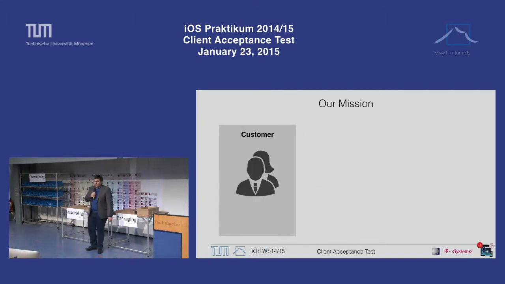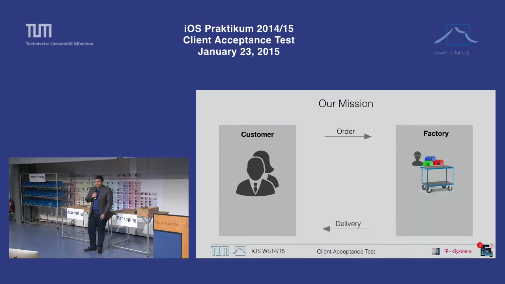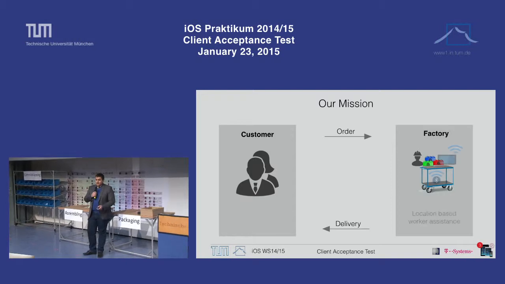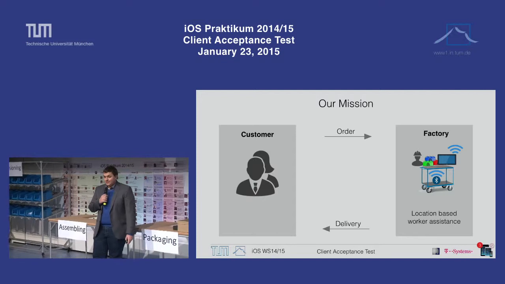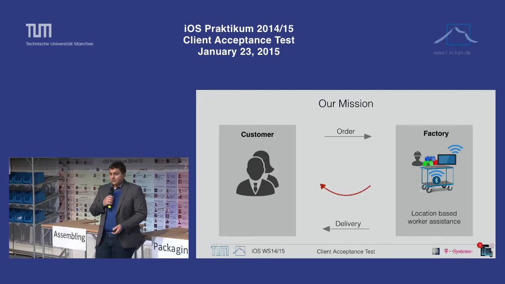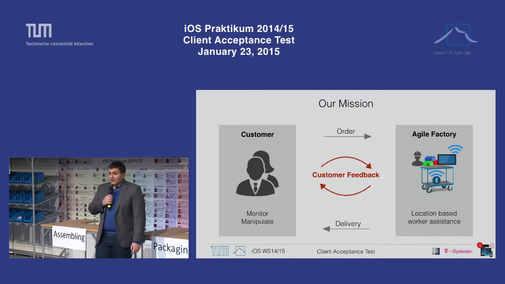So, what are we all doing? In the modern industry, we have a customer and a factory. The customer creates an order, the factory completes and delivers the order. We would like to introduce a few things to this process. First of all, we would like to introduce a location-based worker assistance, about which I will talk a bit later. And we would like to introduce a full feedback loop between the customer and the factory. So the customer can monitor and manipulate the production process at all times based on the information he receives from the factory. To do that, we created a prototype of the Agile Factory.